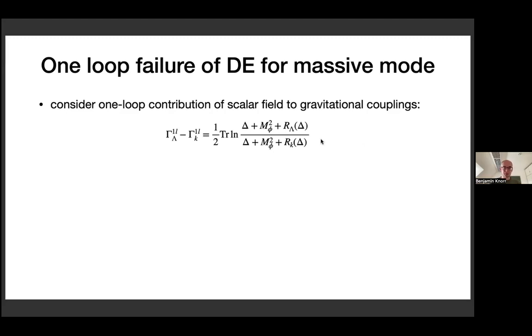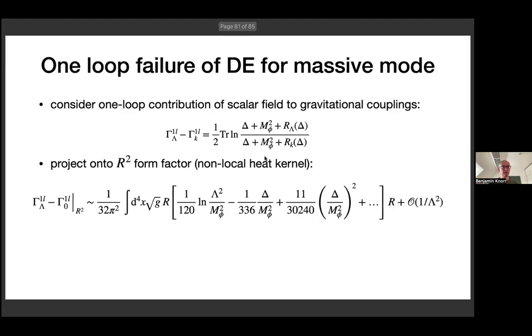So this gives you this trace log formula, of course. So the difference at some cutoff lambda minus the effective action at k gives you a trace log of the ratio of propagators. Very good. Now you might naively think that, well, everything is gapped by the mass, right? Because it's finite. So a derivative expansion should work. It should, but it doesn't.